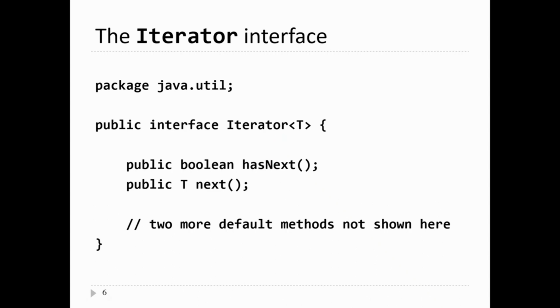hasNext returns true if the iterator has more objects to visit in the collection. And next returns the next element in the collection. If hasNext is false and you call next, you get an exception, because there's no more elements left to iterate over.